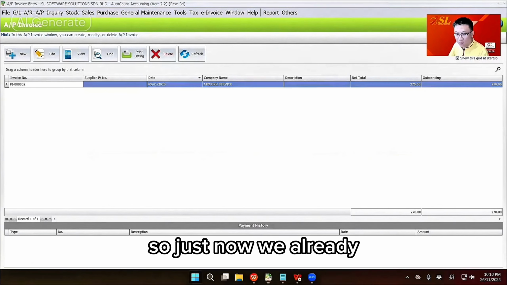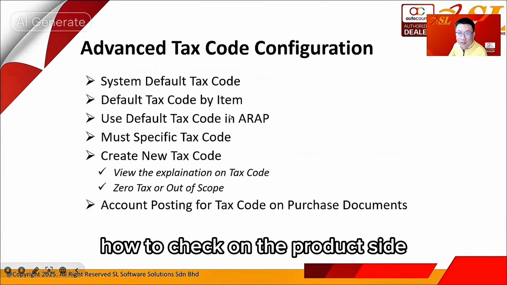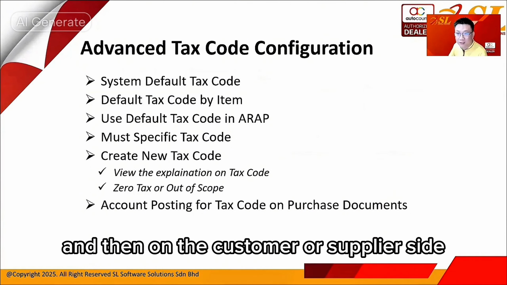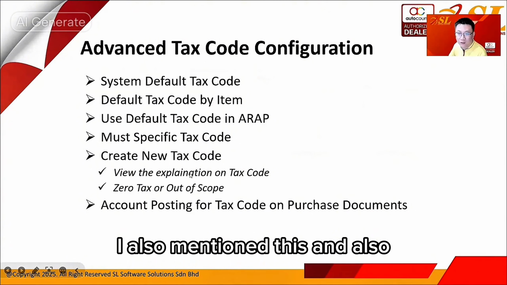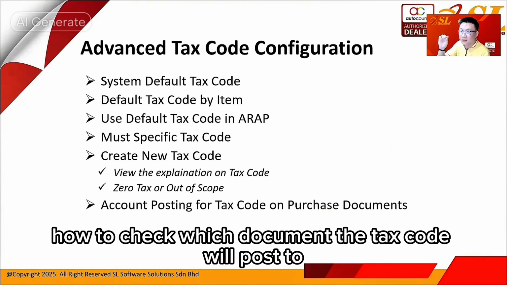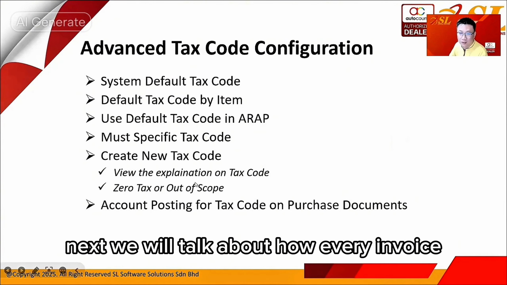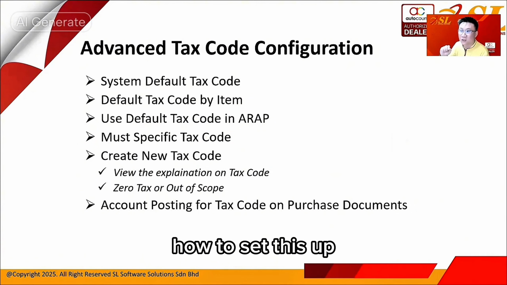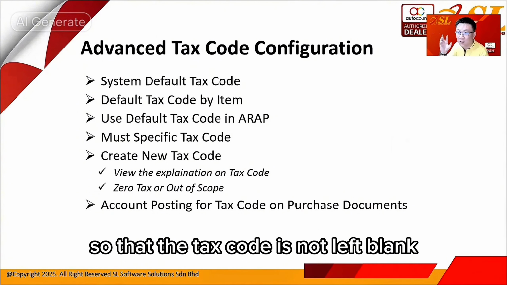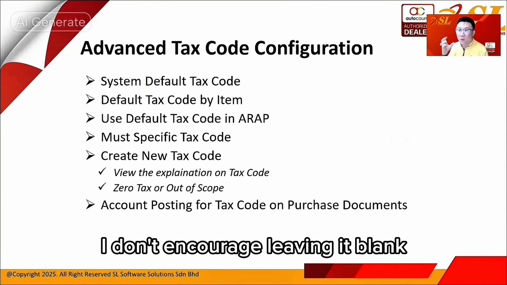So just now we already taught how to check on the product side, and then on the customer or supplier side, and then we have some set to 0%. I also mentioned this, and also how to check which document the tax code will post to for SST. I also talked about this. Next, we will talk about how every invoice must have a tax code filled in, how to set this up so that the tax code is not left blank, as it can be left blank now. But as I mentioned earlier, I don't encourage leaving it blank.